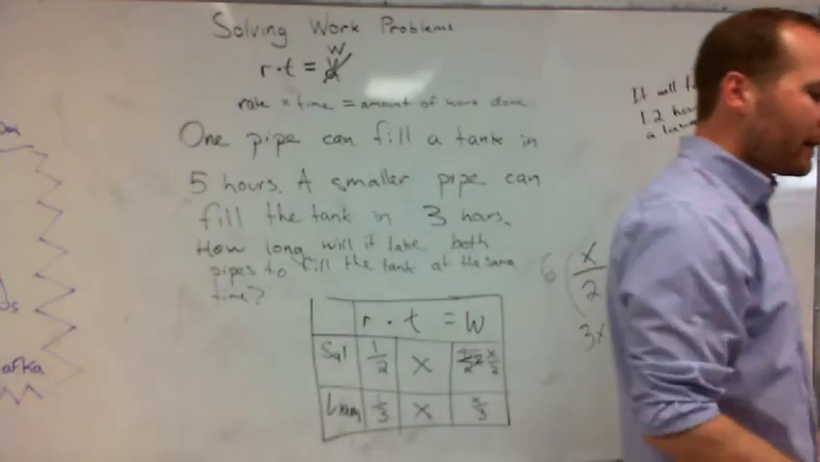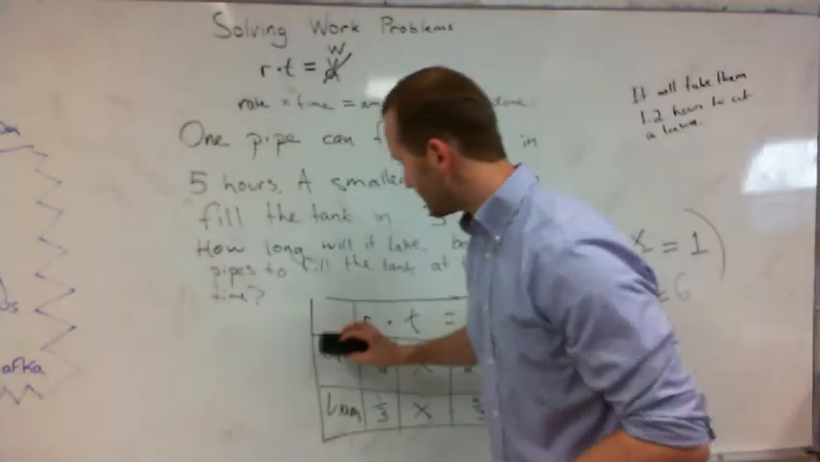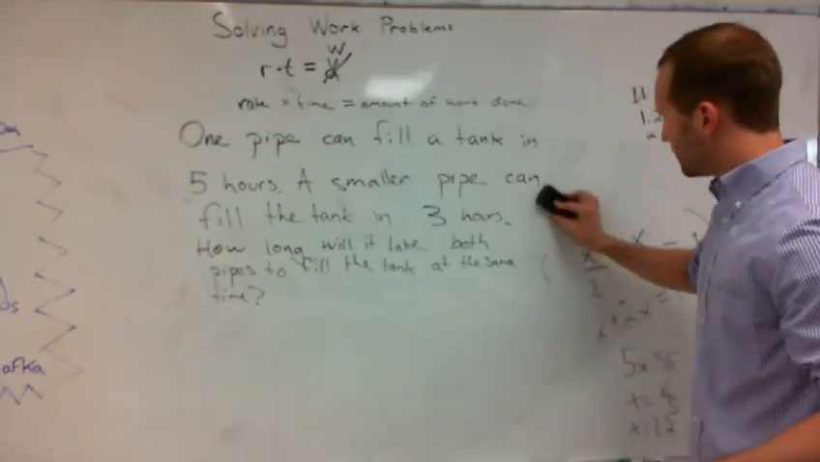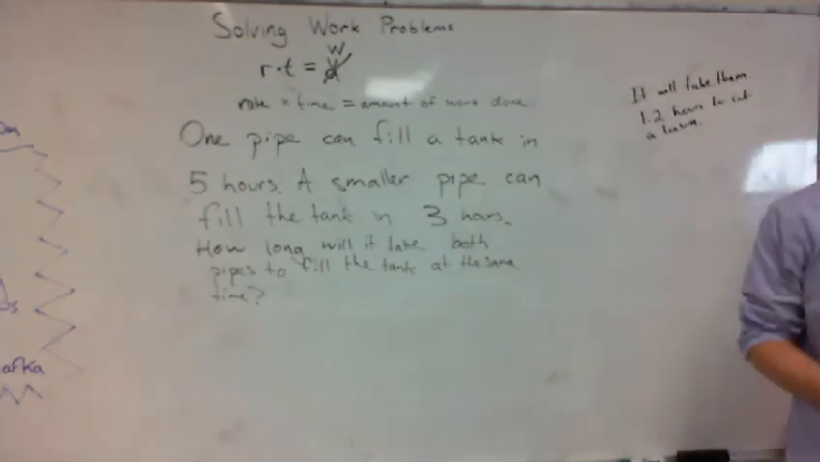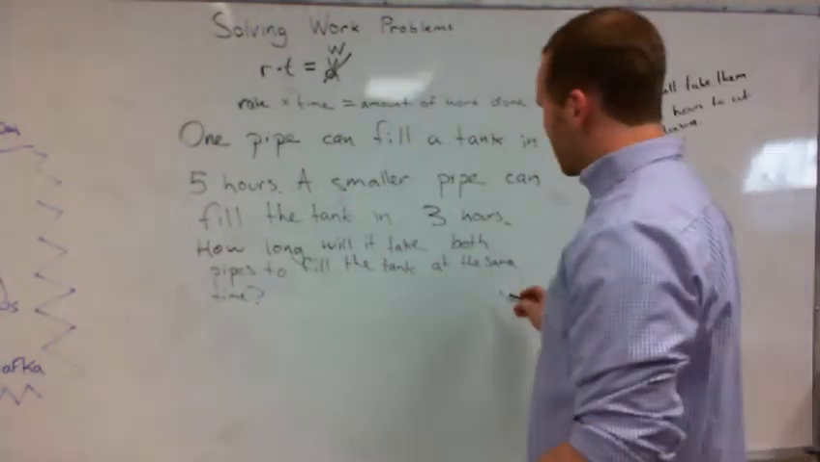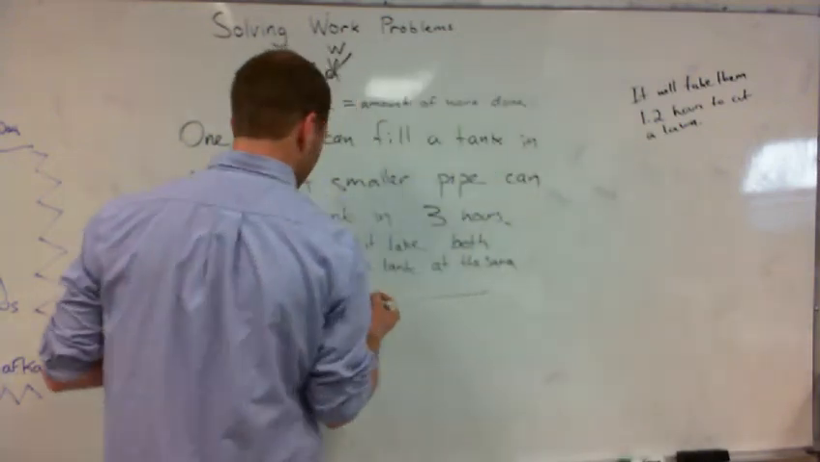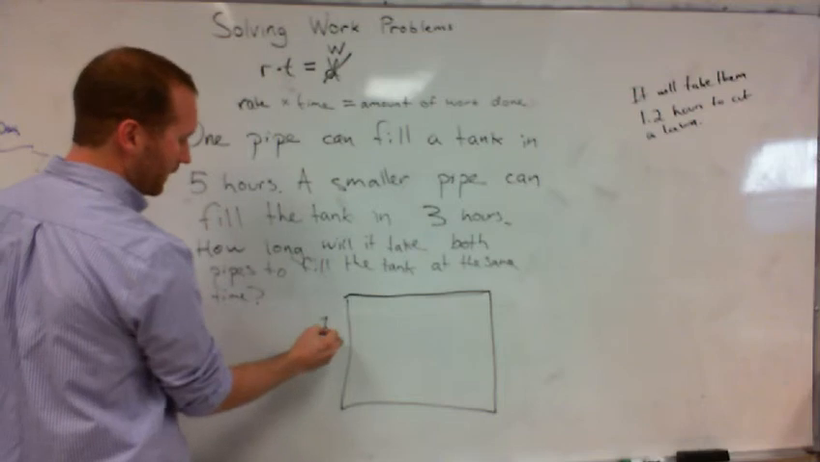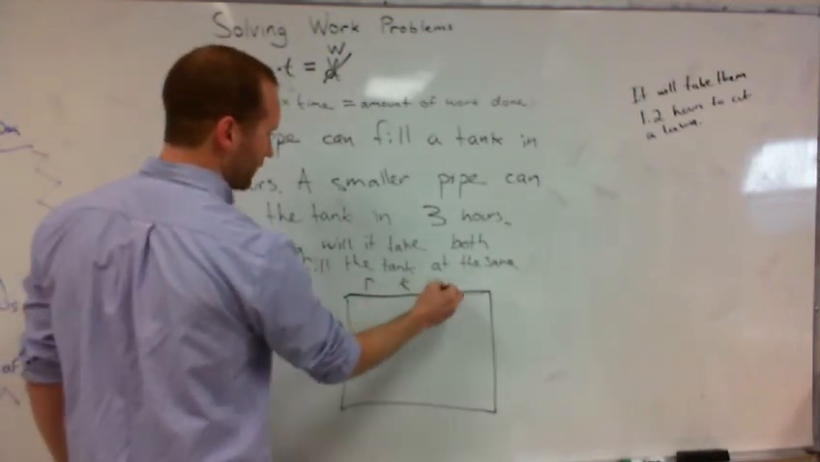Okay, so again, this time instead of people we've got pipes, and instead of lawns we've got this tank that we're trying to fill up. But again, we have time, and then we have a job that's being done. This time the work that's being done is filling up a tank. So I'm going to make the same chart. We'll just say pipe 1 and pipe 2. Rate, time, work.